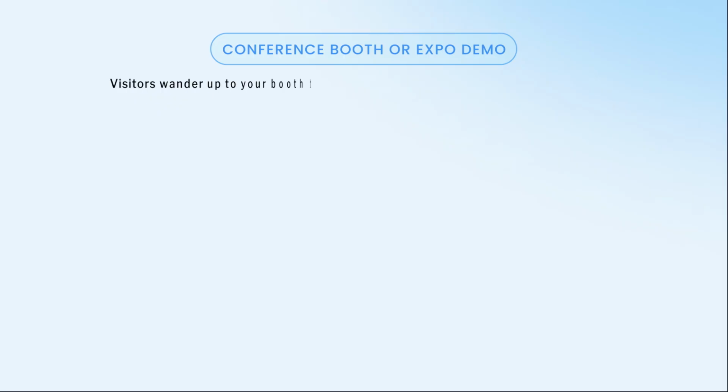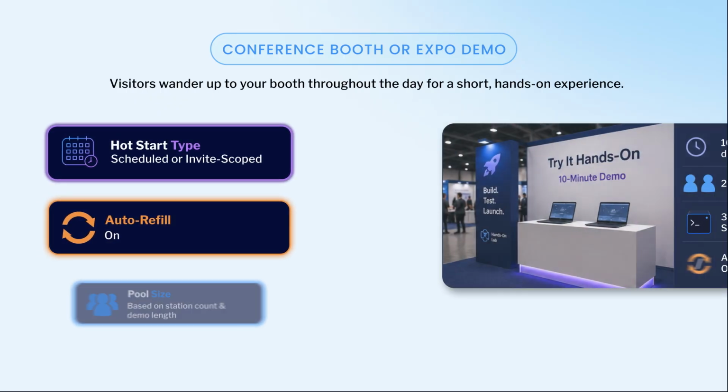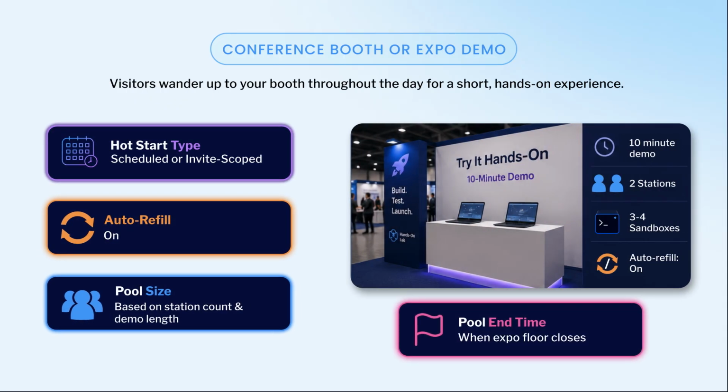Conference booth or expo demo. This is for conference expo demos. Visitors wander up to your booth throughout the day for a short, hands-on experience. For pool size, base it on your station count and demo length. For a 10-minute demo with 2 stations, 3 to 4 sandboxes is plenty. 1 per station with a couple ready as visitors rotate through. Turn auto refill on, since expo traffic is unpredictable, and you won't want to be monitoring sandbox counts mid-conversation. Start provisioning when the expo floor opens and set your end time to when it closes.